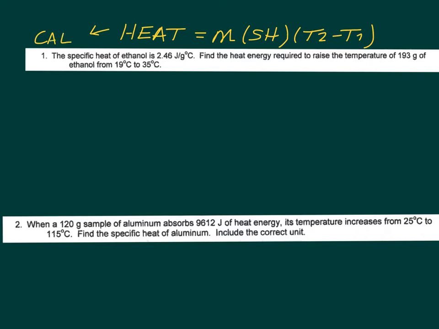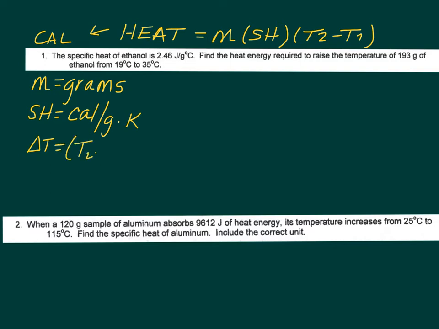M, your mass, is in grams, so mass is usually in grams. Your specific heat, SH, that value is usually in calories per gram dot Celsius or Kelvin, depending on what they give you. And your change in temperature, which is delta T, triangle means change, is equal to T2 minus T1, and that's usually in Celsius or Kelvin, depending on the problem.